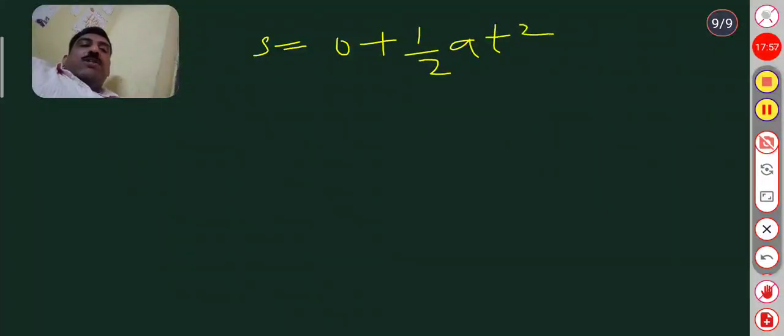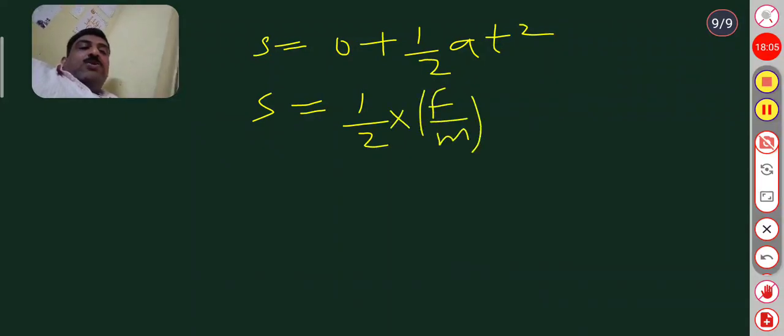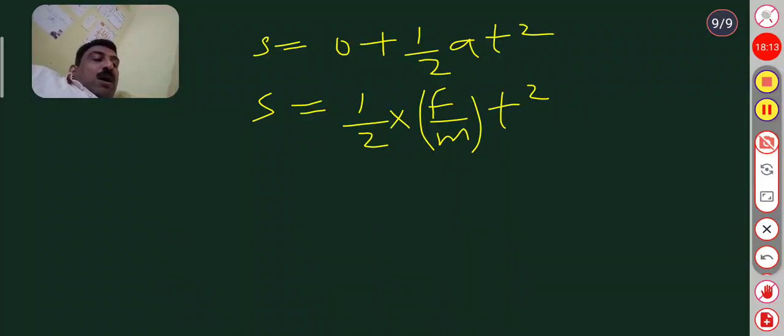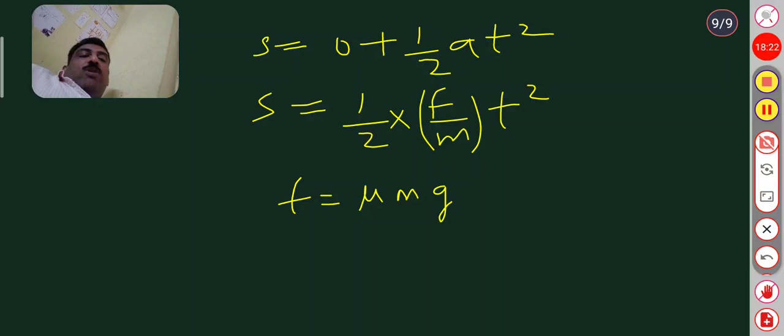Before that, what is the distance traveled? Distance traveled is given by ut plus half at square. So s is equal to, your initial velocity is 0, plus half into a into t square. Acceleration is force by mass, so half into F by m into t square. And F is the frictional force, which is equal to mu into the normal reaction, which is the weight, so F is equal to mu m g.